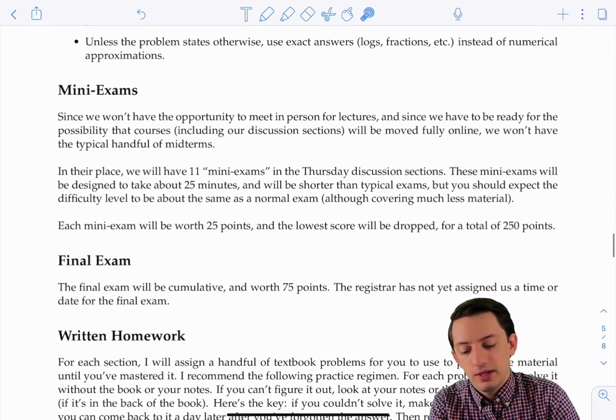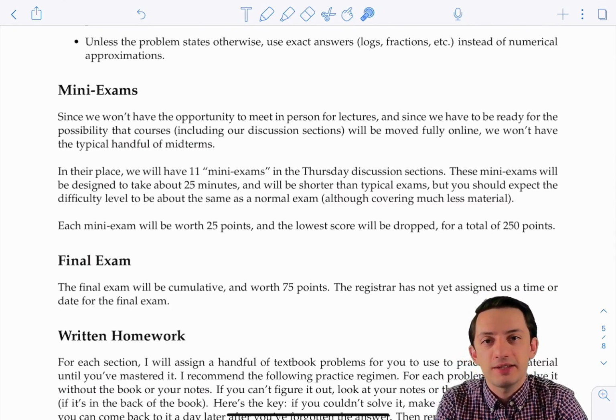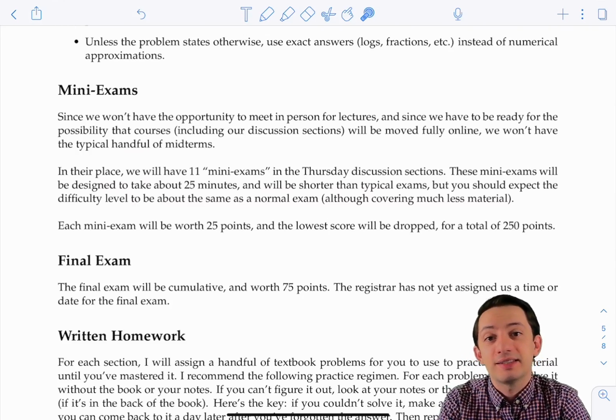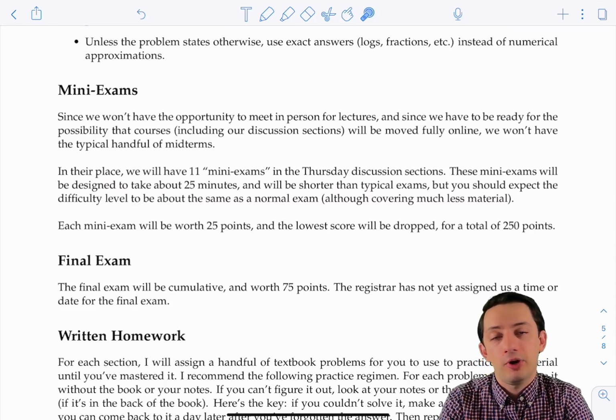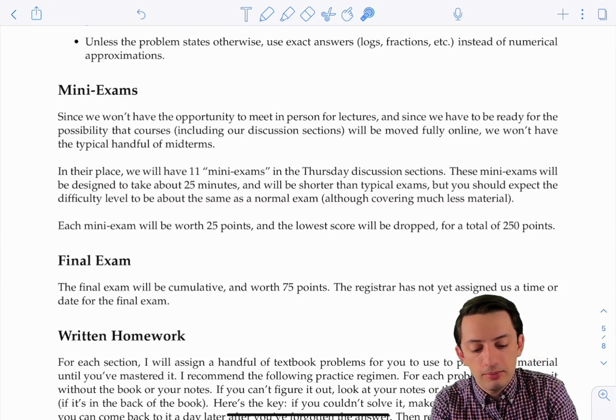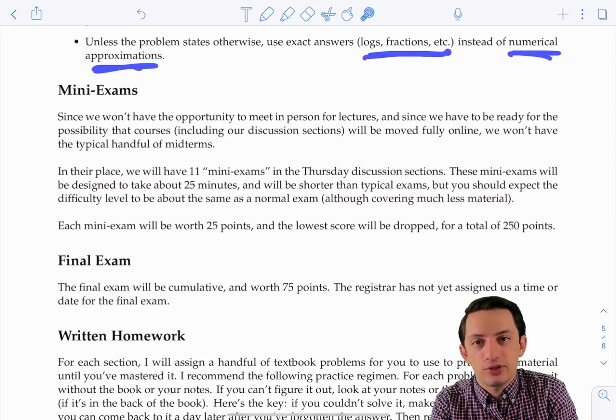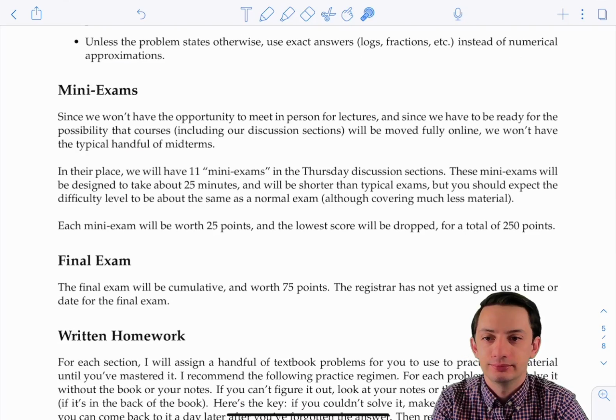Last tip for now, unless the problem says otherwise, you should assume it wants an exact answer. So you would say something like log of 2 instead of 0 point whatever the log of 2 is. So don't give numerical answers unless it says to. Use exact answers like 1/3, not 0.33. So that's Wiley Plus. That's 35% of your grade.